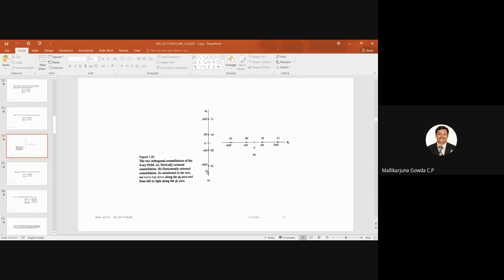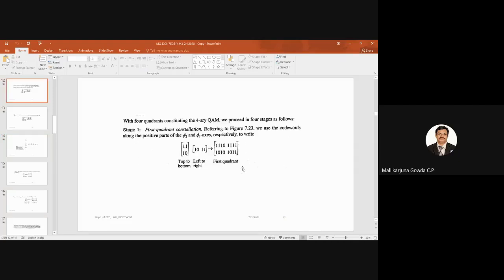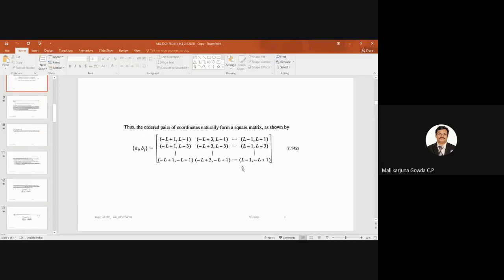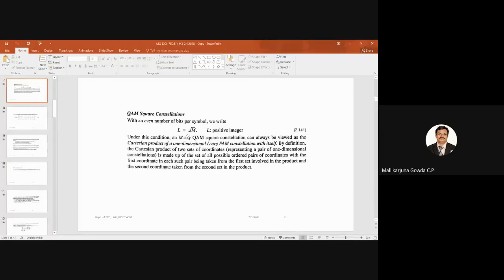From this, here what I have shown is two orthogonal constellation diagrams for 4 array PAM, I said, right? Just have a look here. So the value of L, when an even number of bits per symbol is taken, L is equal to square root of M, where L is the integer value. So with this, an M array QAM square constellation can be viewed as the Cartesian product of a one-dimensional L array PAM constellation with itself.